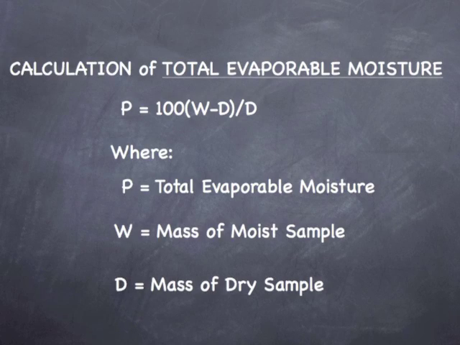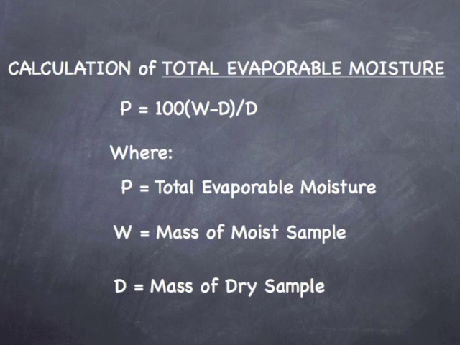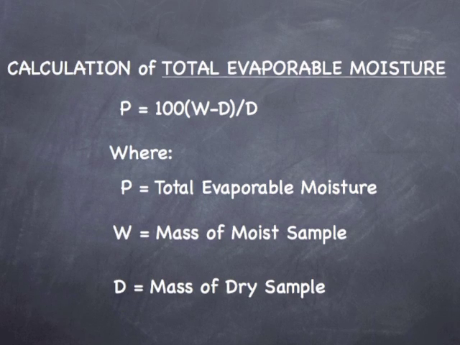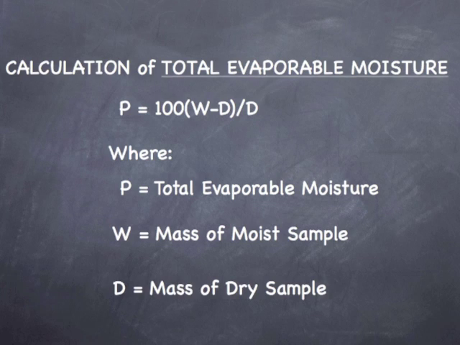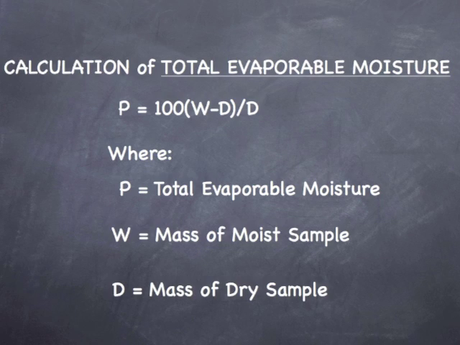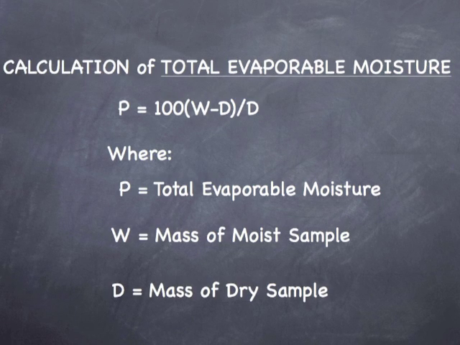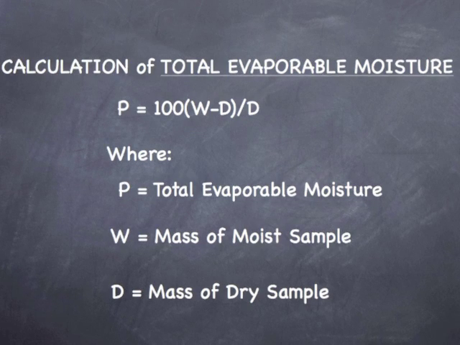We can now go ahead and do our calculation for total evaporable moisture. We get this by taking the moist sample weight and subtracting from it the dry sample weight, and then dividing this number by the dry sample weight and multiplying that by 100. Here is the calculation as it appears in the ACI Technician's Handbook.